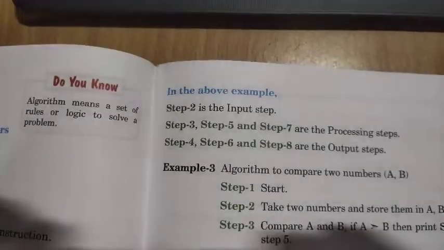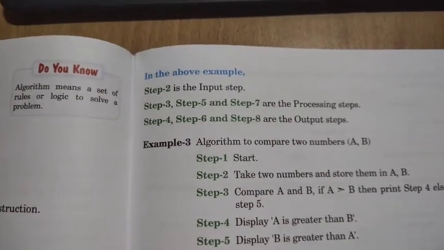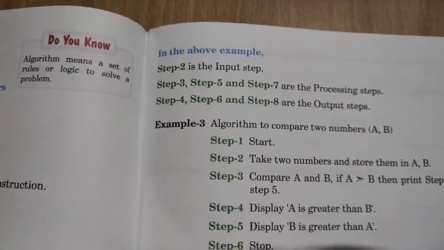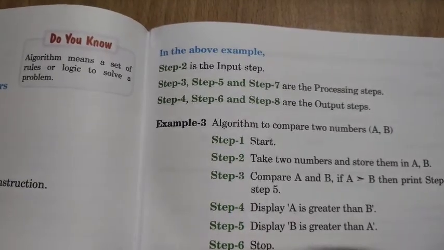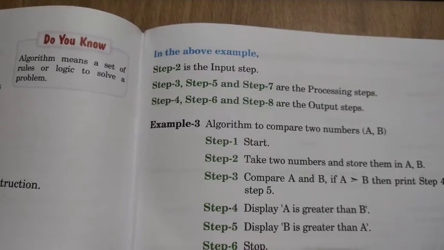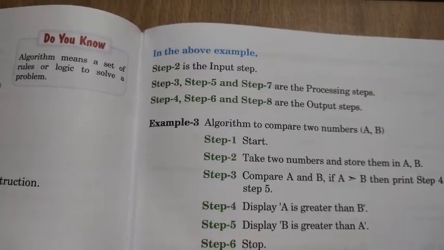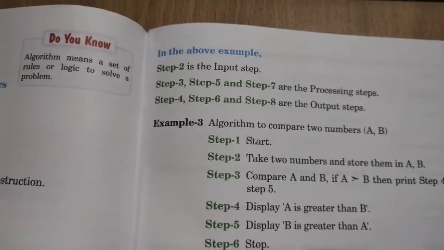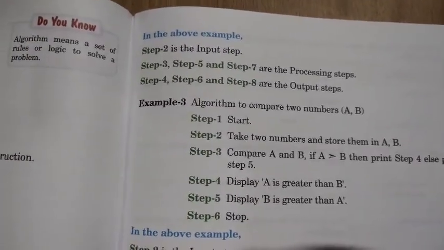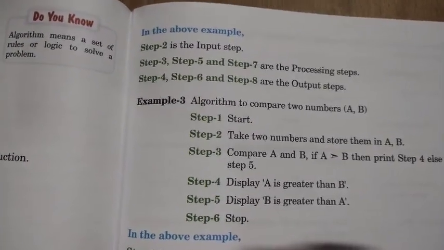So now let's move to another page. In the above example, step number 2 is the input step. Step number 3, step number 5 and step number 7 are the processing steps. Step number 4, step number 6 and step number 8 are output steps. Okay, so there are different kinds of steps. Step number 2 is input.